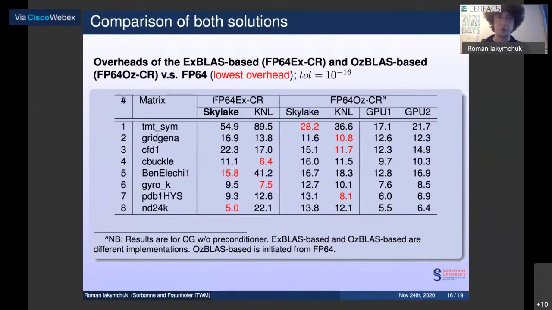ExBLAS-based and native without FPEs was mainly tuned for CPUs. So here are the results that we can rely on, and then we compiled it for KNL. We compare with the Ozaki solution, and we can see that it depends on the situation. In 4 cases we are better. In 4 cases Ozaki is better. So it really depends. This first matrix needs to be examined even further.